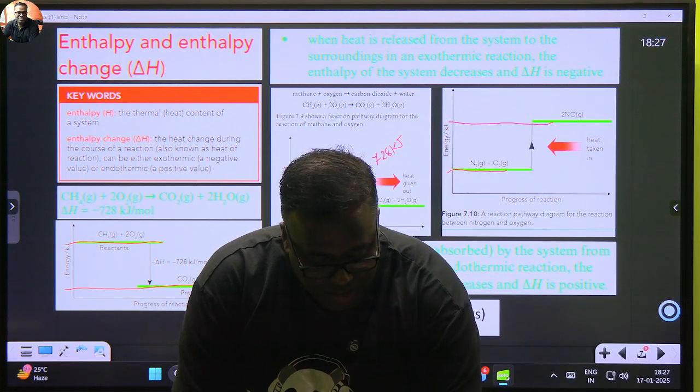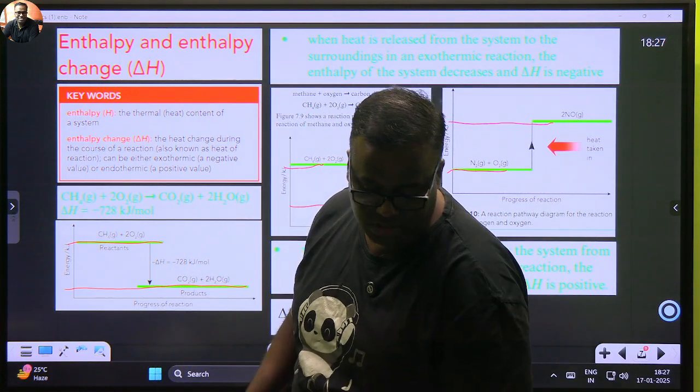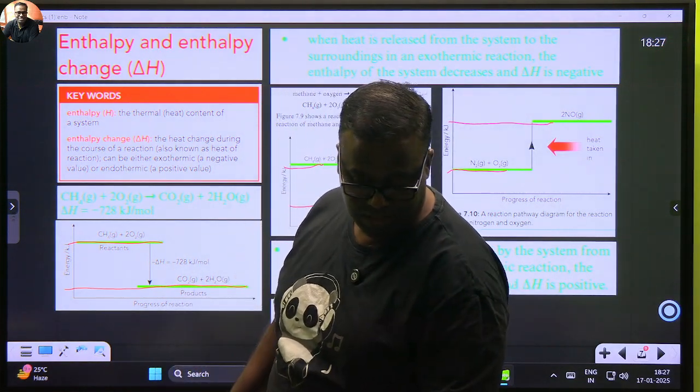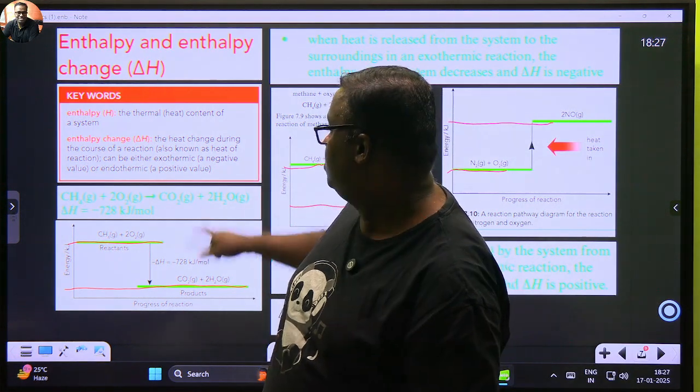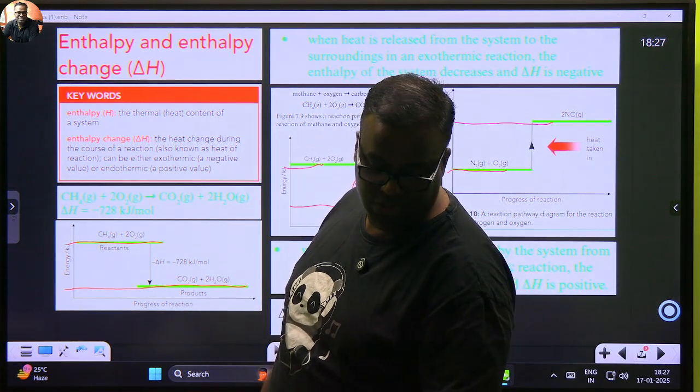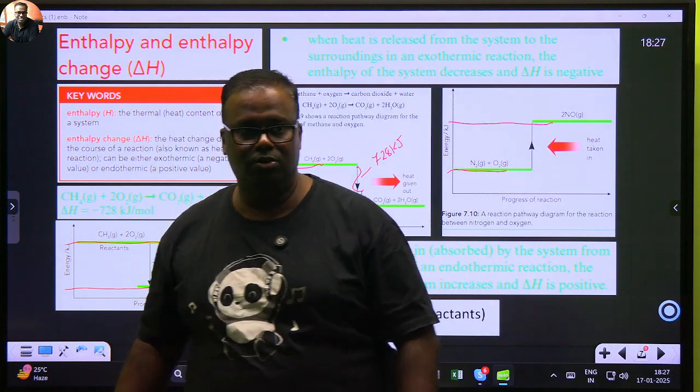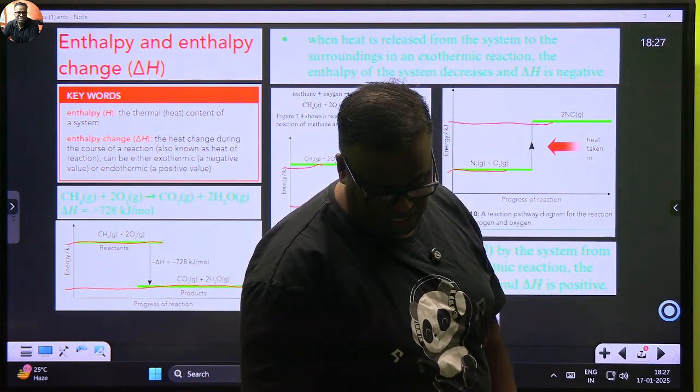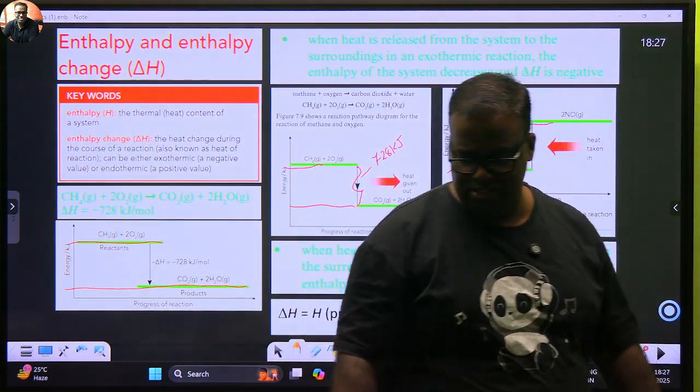So they have given another exam type question, N2 plus 3H2. The data are given here. Nitrogen, hydrogen was not there with us, right? This is there in your book. Your book is there. You can do it. And even in your book, the same example is there, nothing much more.